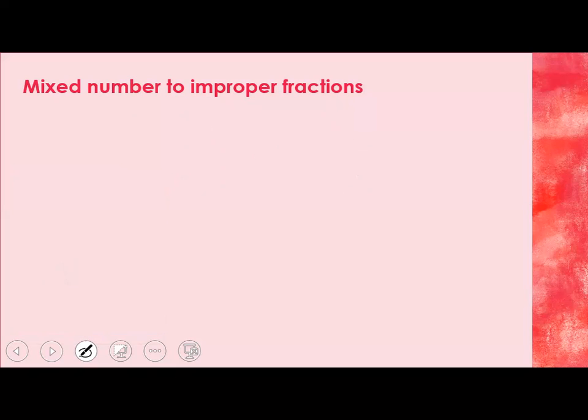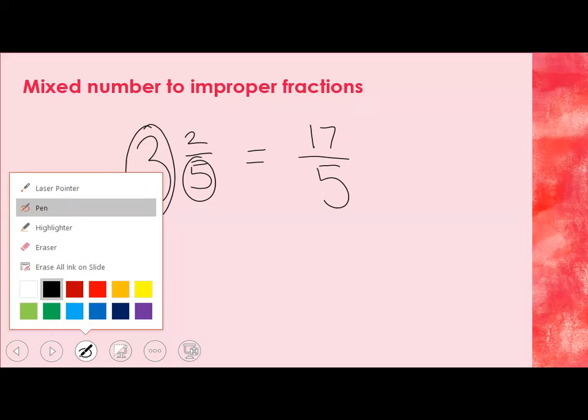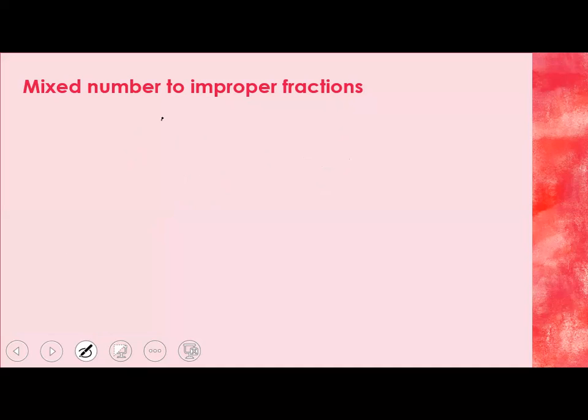One more time. I start with a mixed number, and I want to convert it to an improper fraction. The denominator stays the same. I multiply the whole number by the denominator. 3 times 5 is 15. And then I add on the numerator. 15 add 2 is 17. Have a go at these on your own.